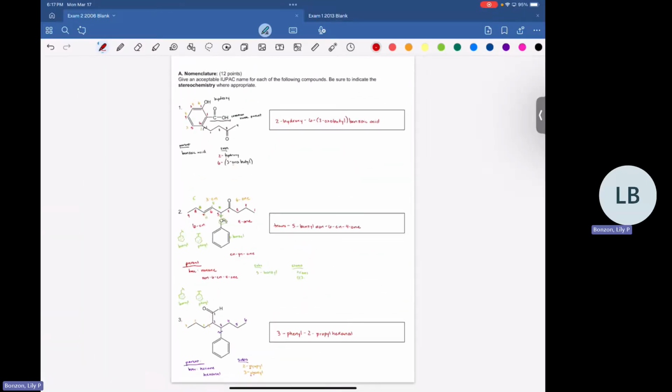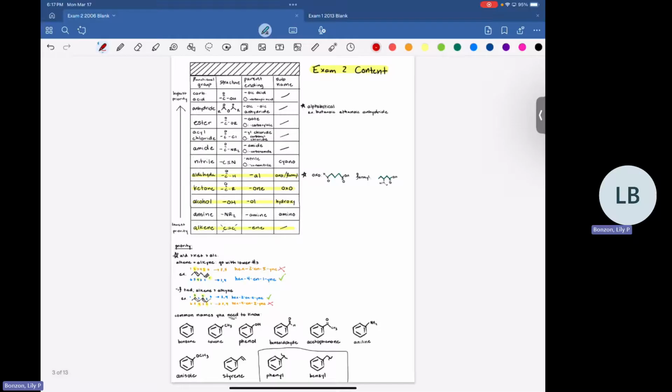All right, any questions on nomenclature? Okay, going to go ahead and move on. Real quick, if you guys want to take a picture of this, I'll give you a second.